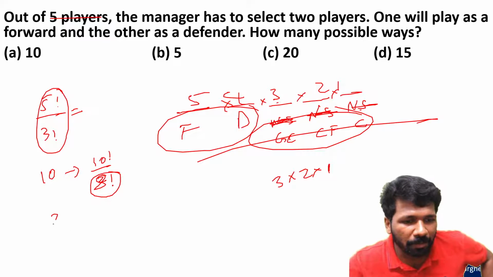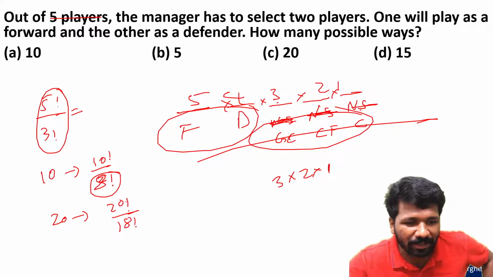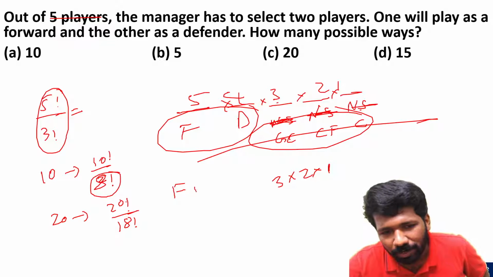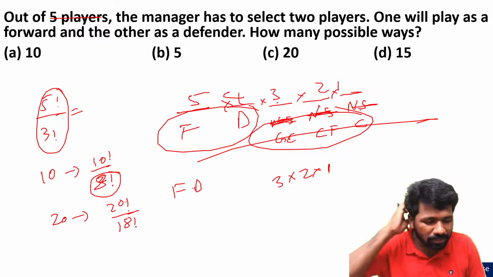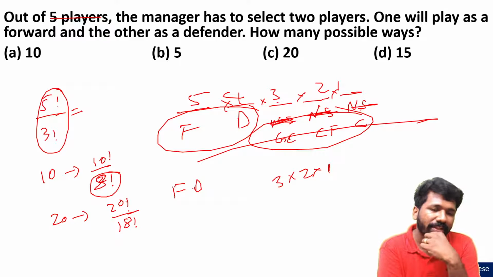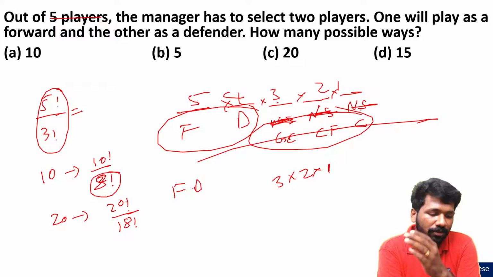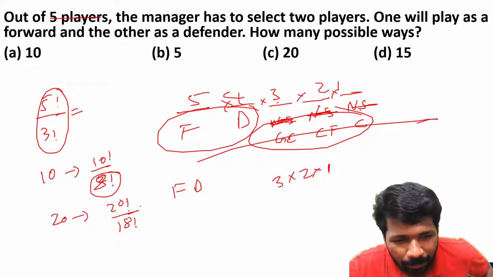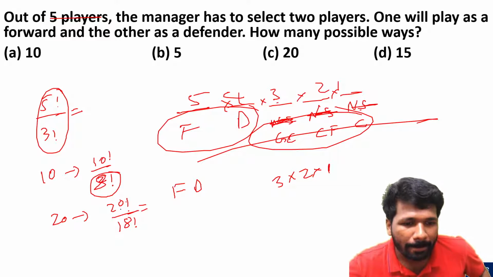If it was 20 people, what will happen? 20 factorial divided by 18 factorial. 18 factorial, why? Because we need only forward and defender. The remaining 18 positions are not defined in the question at all. So we don't need them. So you are dividing by the remaining 18 into 17 into 16 up to 1. All of you understood? And this is called the permutation formula.